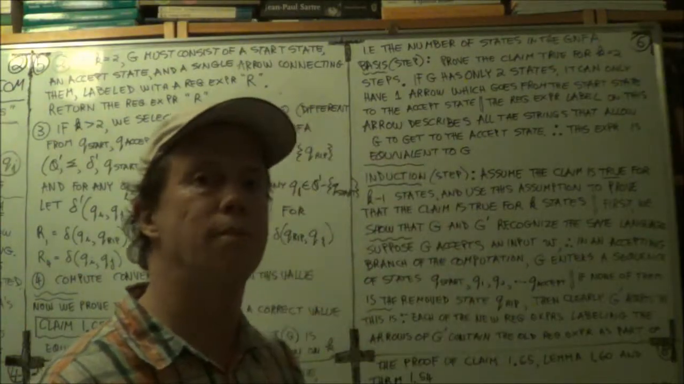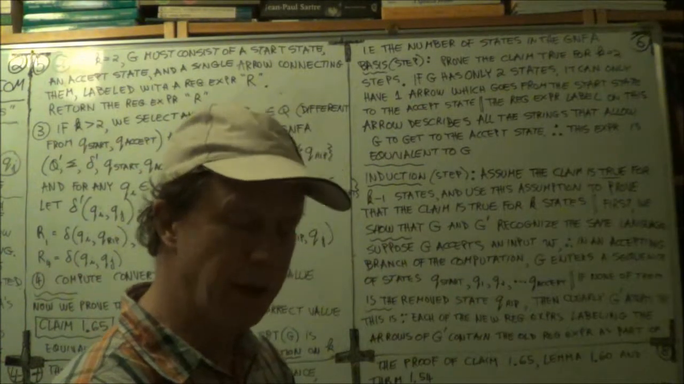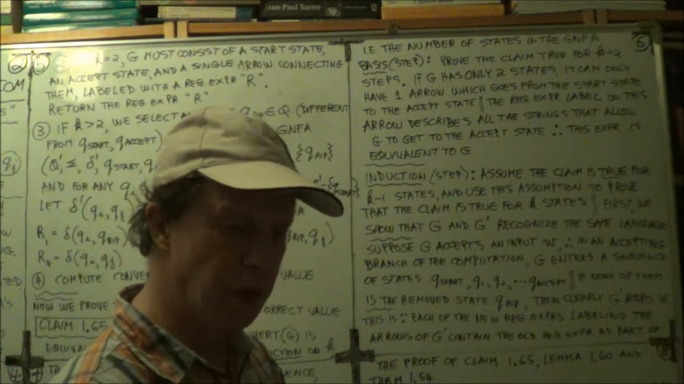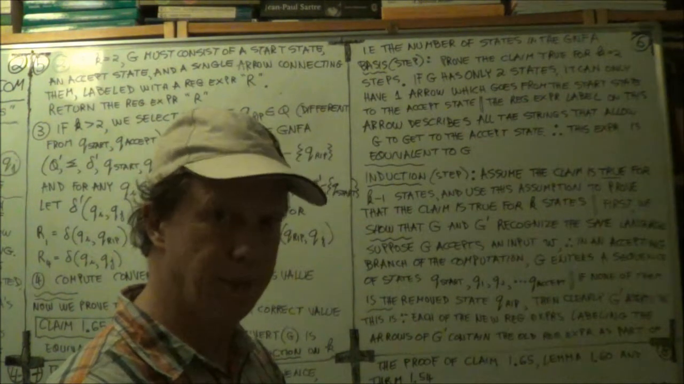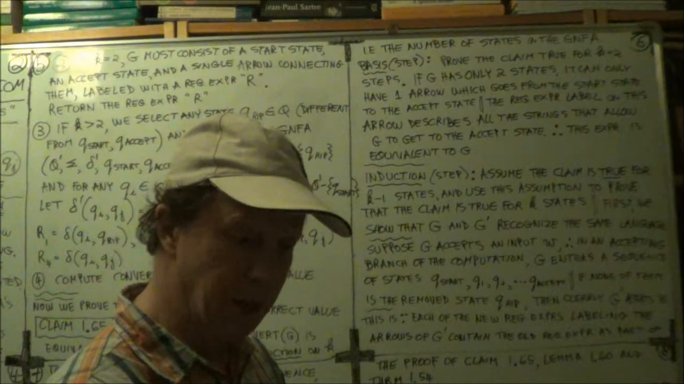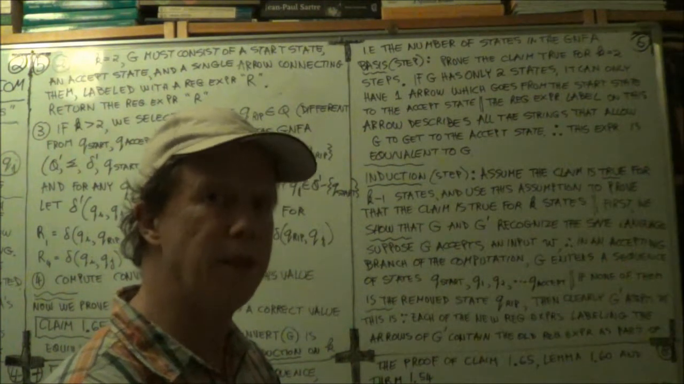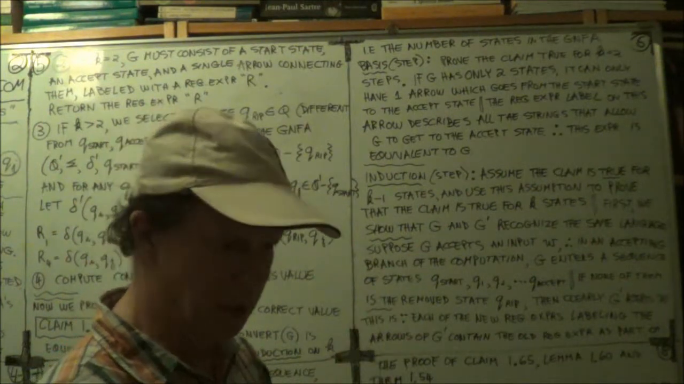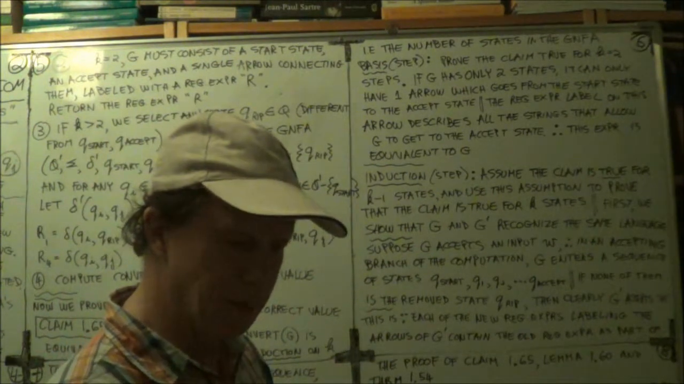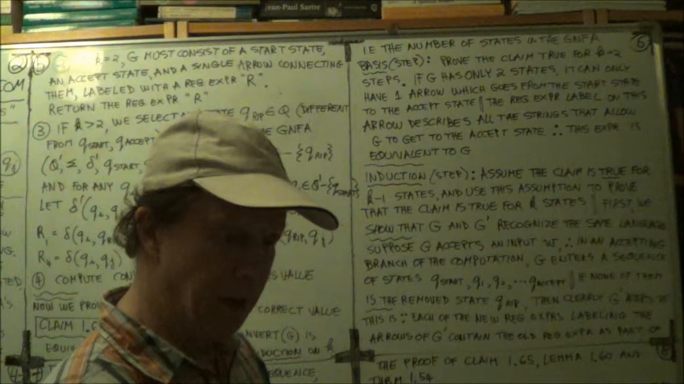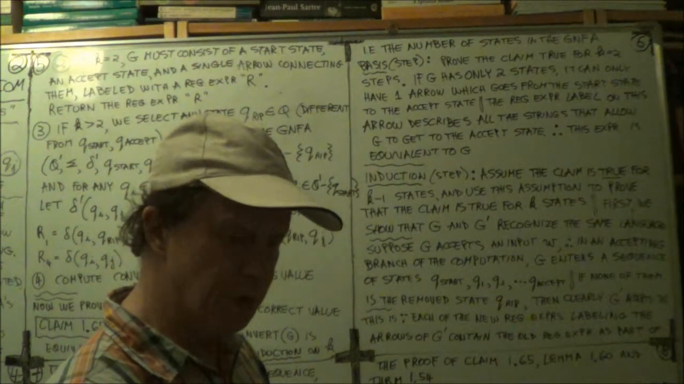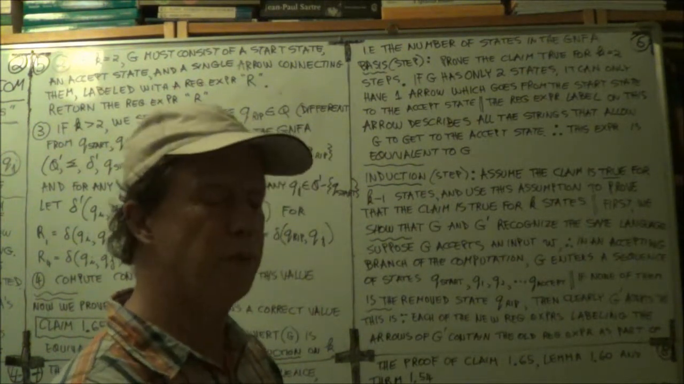for, let's say, k minus 1 states, and then we have to prove that it is true for k states. Now, what does that mean in this context? What does convert do? What's it doing?